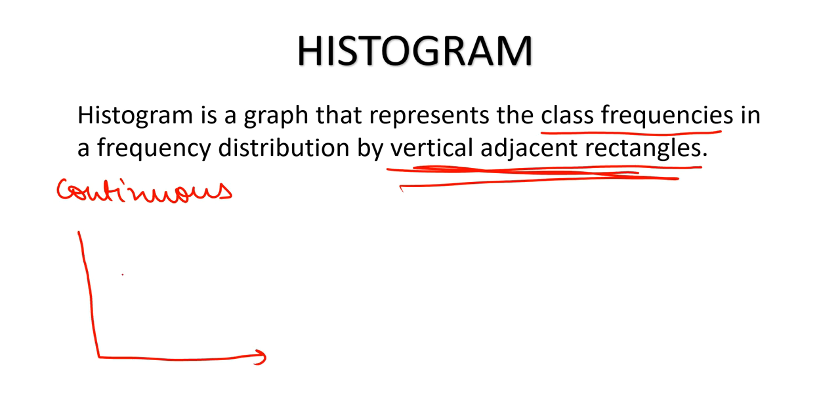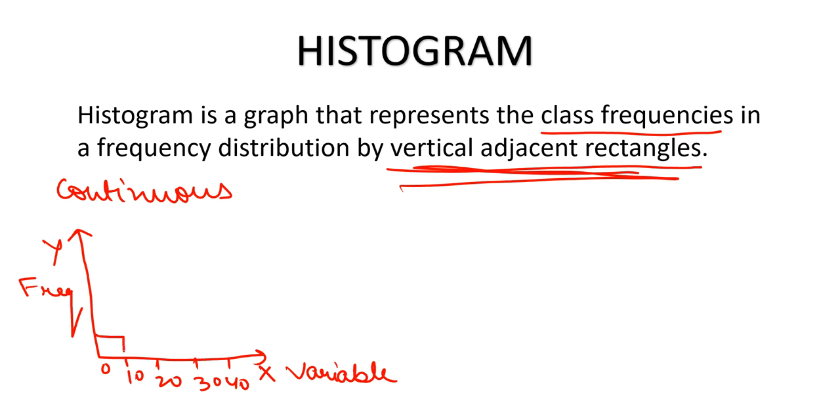Let's make a graph. This is the x-axis, this is the y-axis. On the x-axis we plot our variable. On the other hand, on the y-axis we plot our frequencies. Since it's a continuous series, we'll make this series continuous. This is our frequency distribution: 0 to 10, 10 to 20, 20 to 30. So these are our classes. If we have frequencies, we'll simply mark them as height.